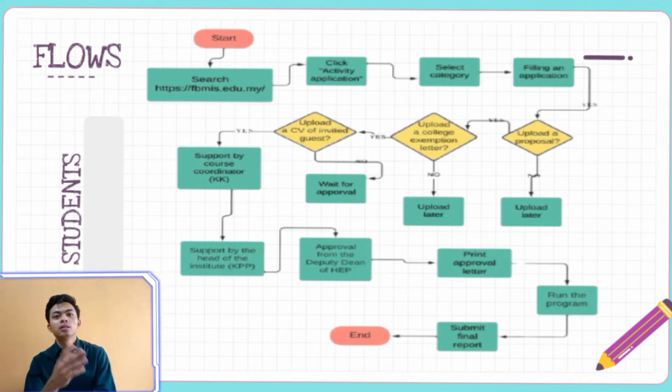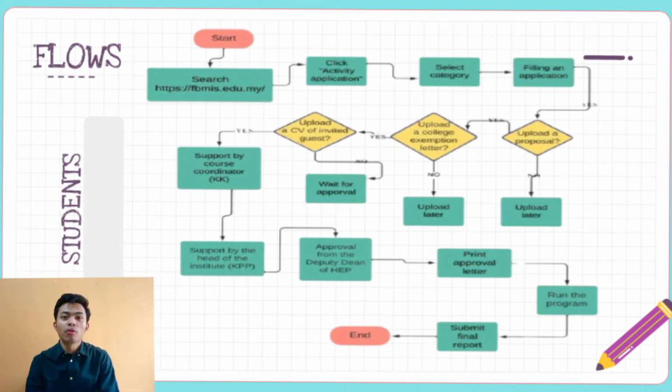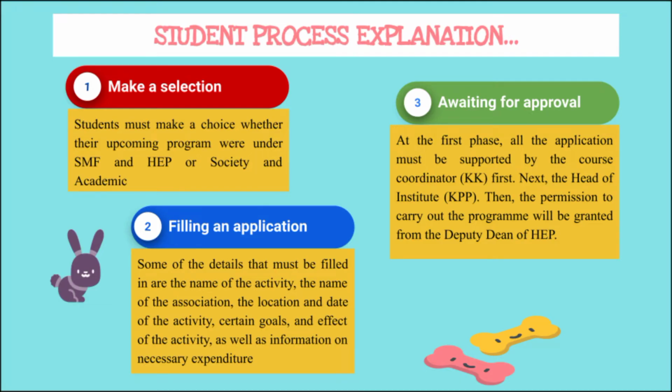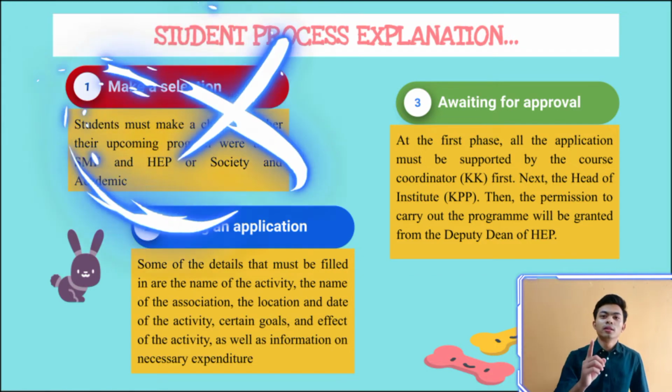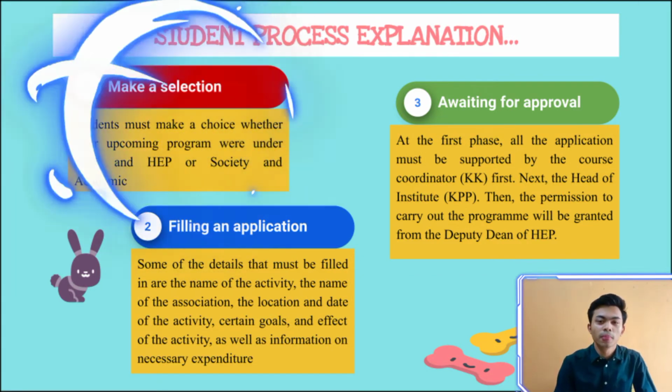As you can see, this is the flow of process for applying for student activity in UiTM. There are a few steps for this process. Alright, step 1 is to make a selection.